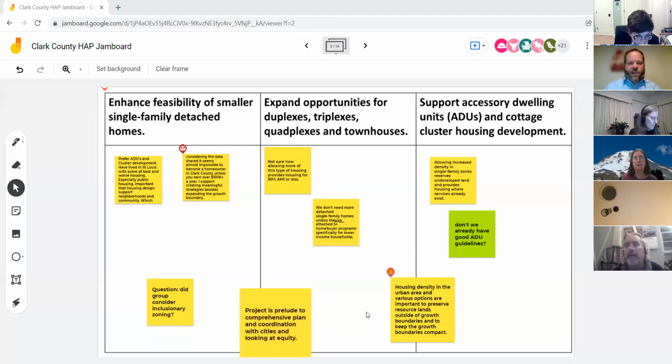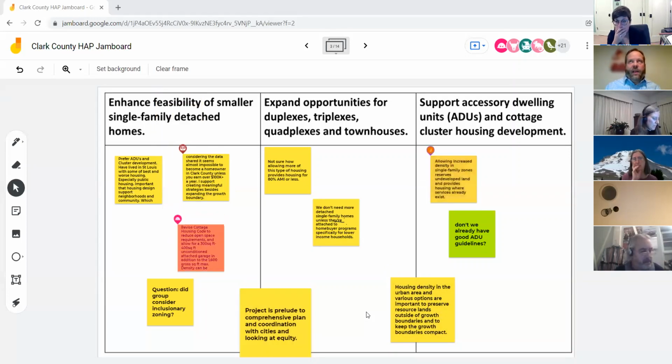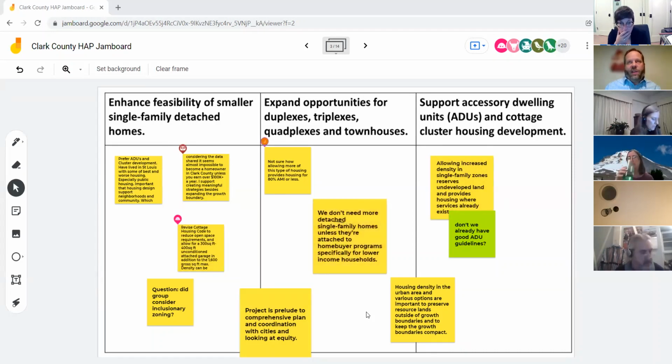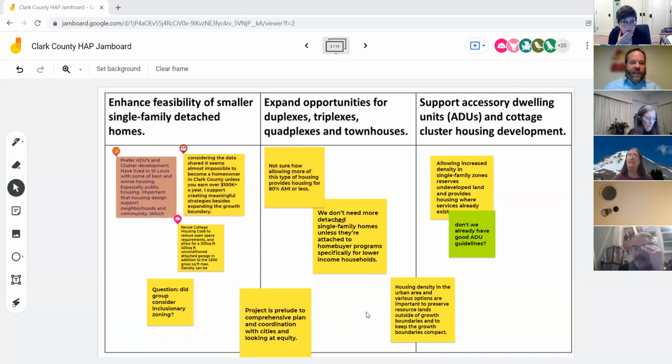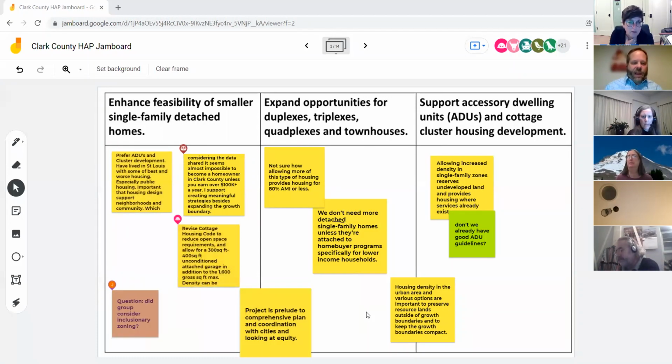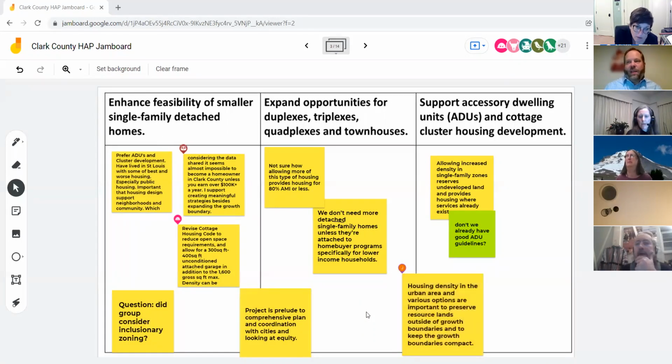I see there's another question that says, don't we already have good ADU guidelines? And I think the answer is yes. However, in our review of the development code, we found some opportunities to refine some of the provisions a bit to make those ADUs even more feasible. Not my area of expertise. I don't know, Susan, if you remember specifically, or if you have anything to say specifically about what was proposed for ADUs. If not, that's okay too. I don't mean to put you on the spot.